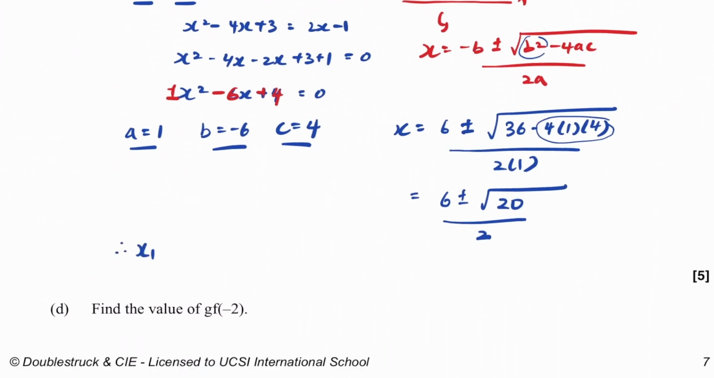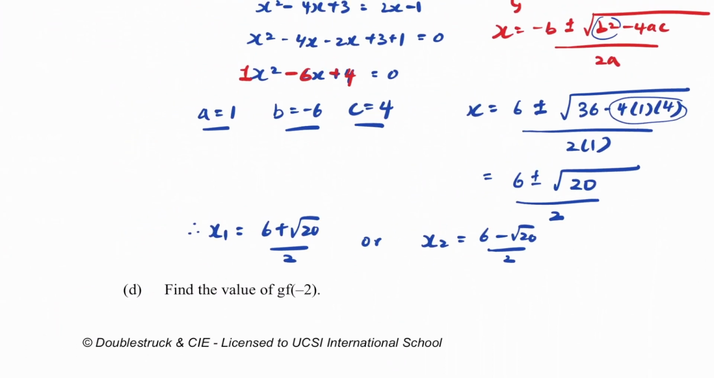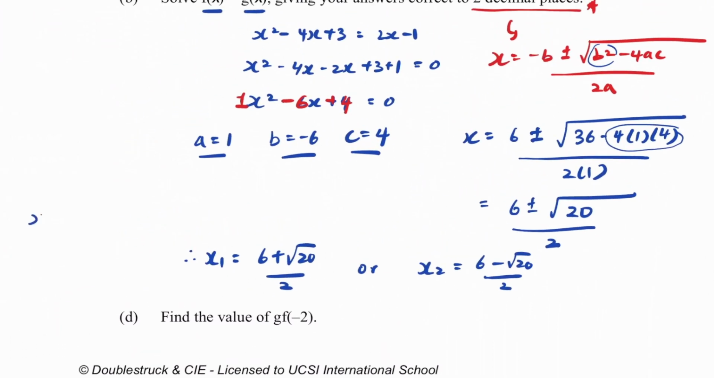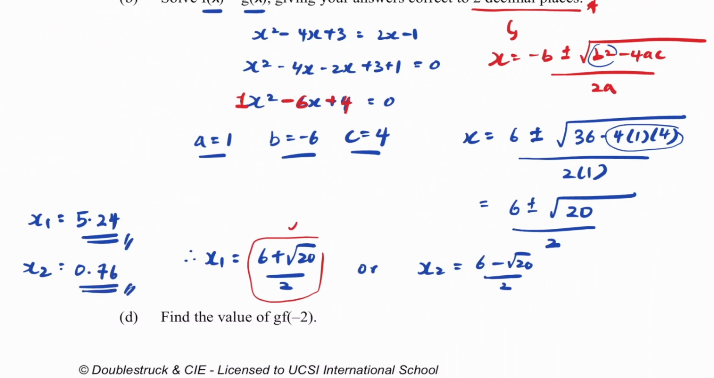So you will have both x1 is equal to (6 plus root 20) over 2, and x2 is (6 minus root 20) over 2. So how do you convert your answer to decimal form? All you need is to key in this value carefully into your calculator, divided by 2. You should get 5.24 in 2 decimal places. And the other one, 6 minus root 20 divided by 2, is 0.76 in 2 decimal places.